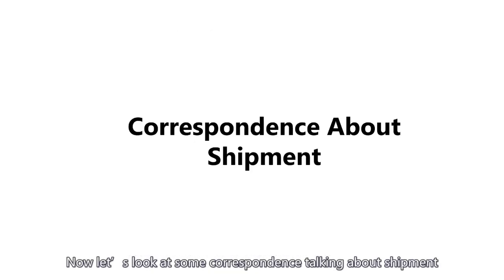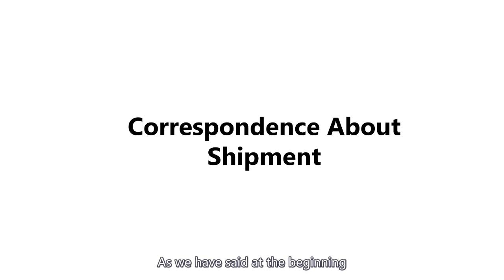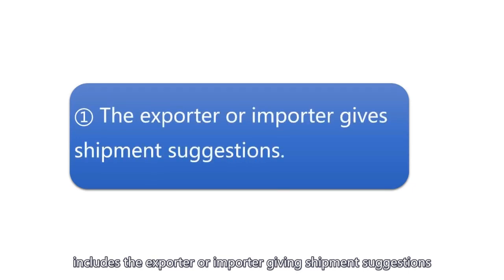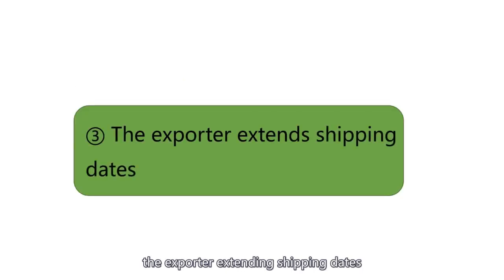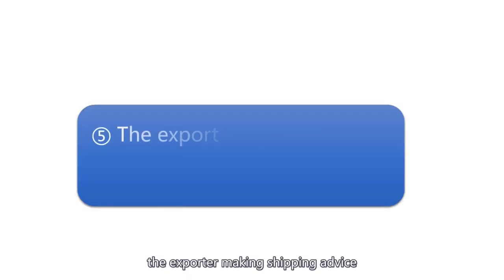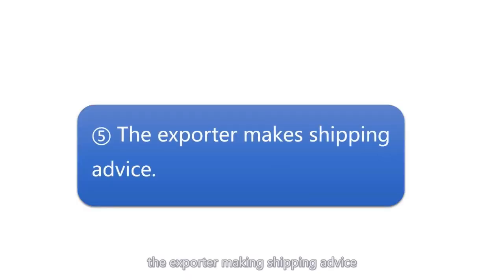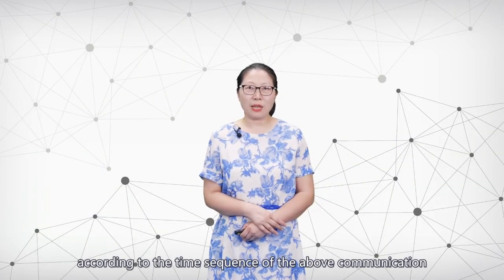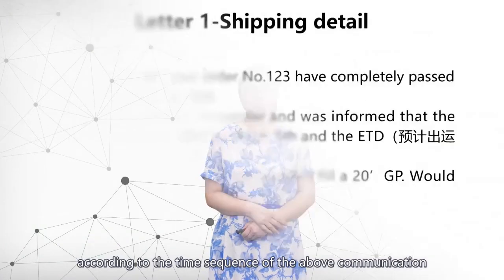Now let's look at some correspondence talking about shipment. As we have said at the beginning, the correspondence of shipment includes the exporter or importer giving shipment suggestions, the importer urging an early shipment, the exporter extending shipment dates, the importer giving shipping instructions, the exporter making shipping advice. Now let's read the following letters according to the time sequence of the above communication.